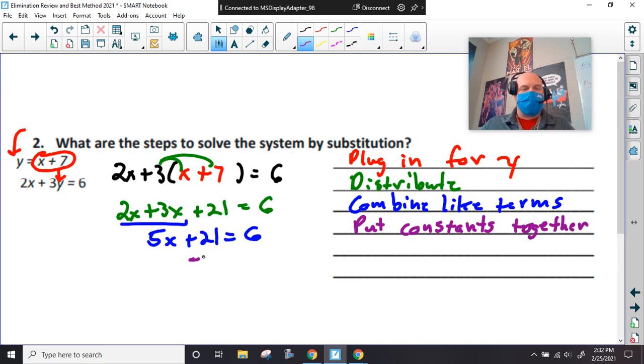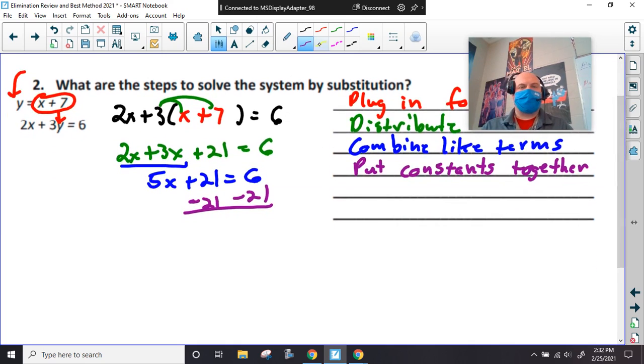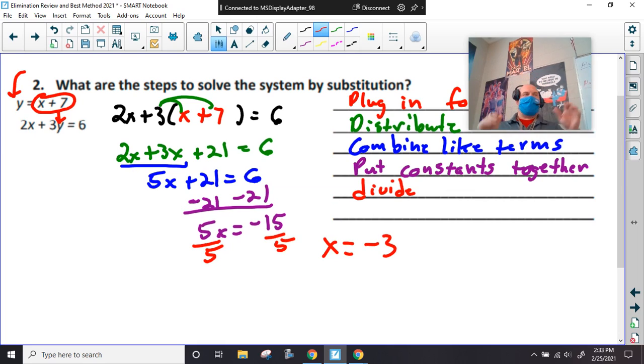All right, and we do that, we're going to subtract 21 from both sides. Okay. And we now have 5x equals, all right, and then we're going to divide to get x by itself. And now we get x equals -3. Okay, awesome.